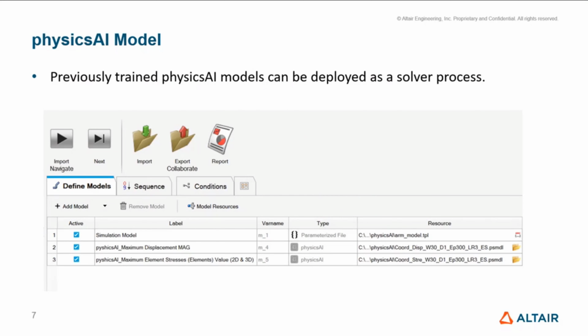Okay, the second category is the connections and integrations. In this area, we have only one update, which is the introduction of the physics AI model type. So previously trained models can now be deployed within HyperStudy as a solver process. And I'll dive straight into the demo here.